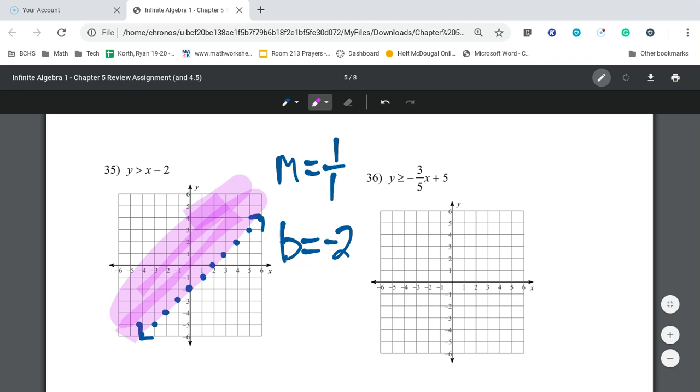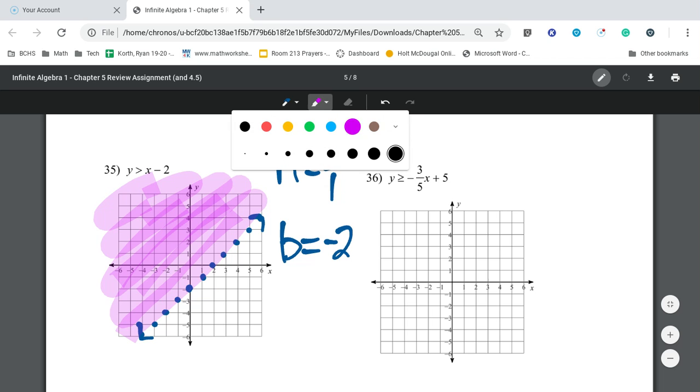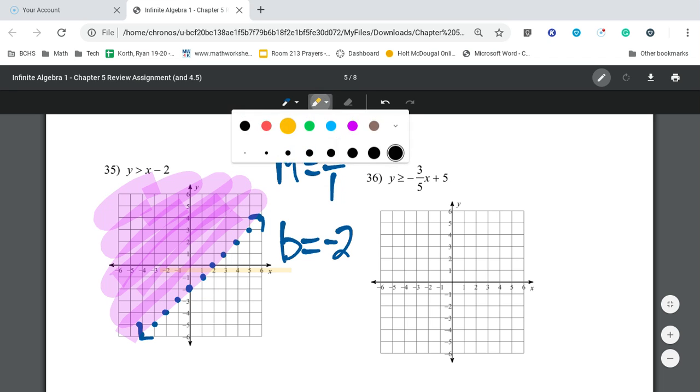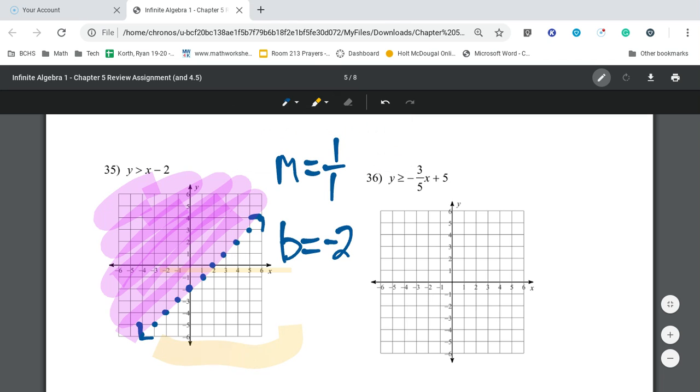Greater than. If it was less than, what do we do? Well, we would just shade down here. Less than, shade below the line. Greater than, shade above the line.